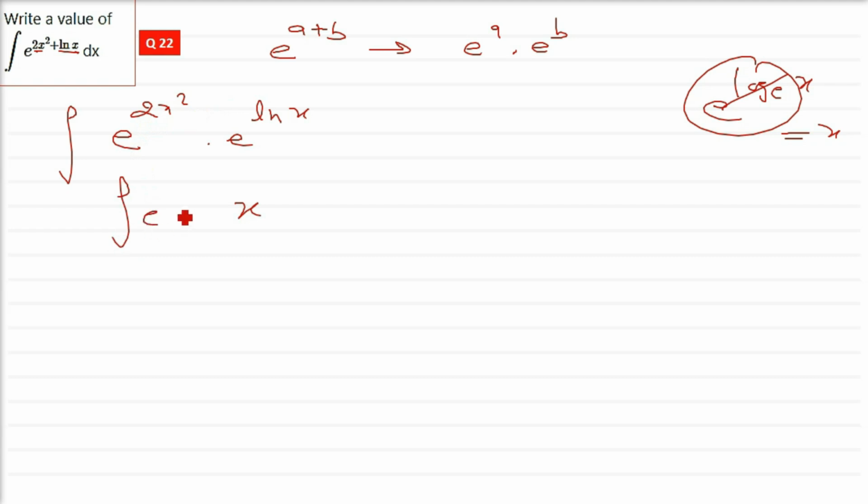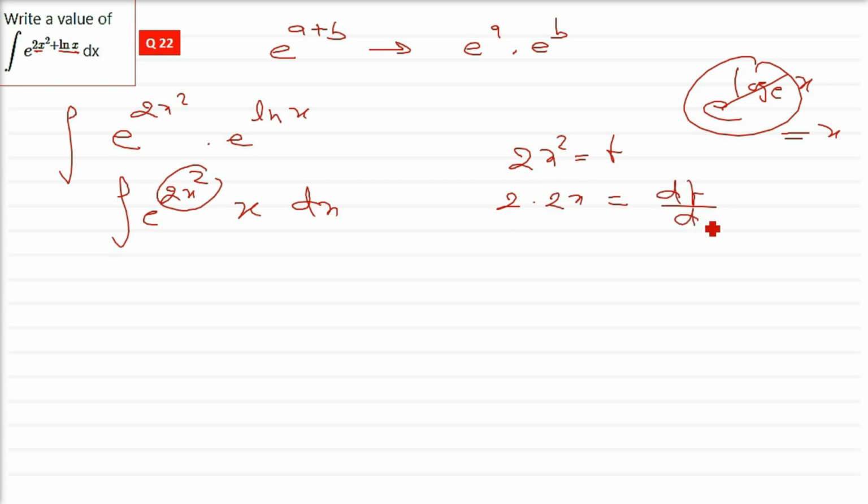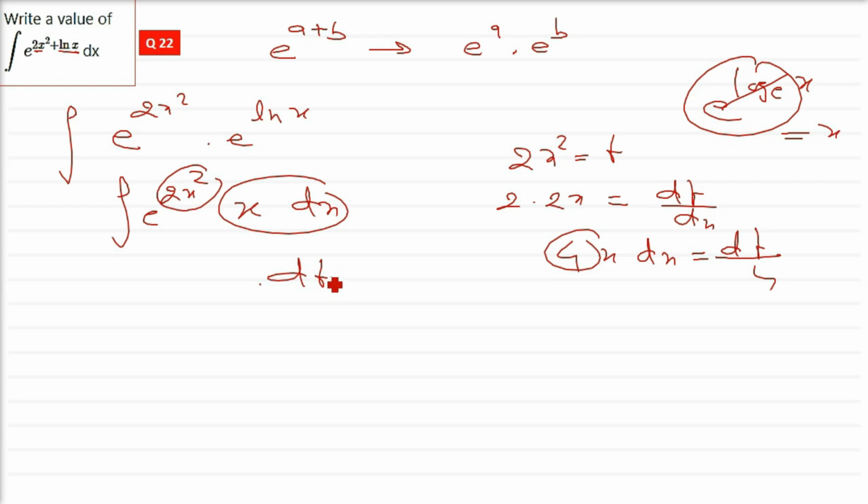Again e raised to x square is there, and we know that x square can give you x directly. That is, if you take 2x square equals to t, because x square can give you x. So 2 into 2x, I'm differentiating both sides now with respect to x. So dt by dx is 2 into 2x, which means 4x dx is dt. So we just need x dx. So this can be written as dt by 4. So in place of x dx, we are writing dt by 4.